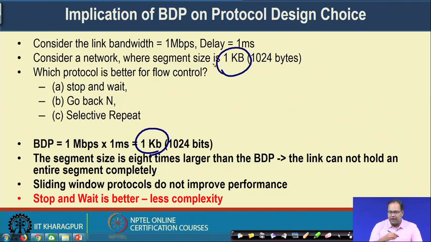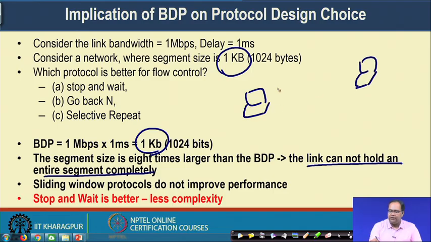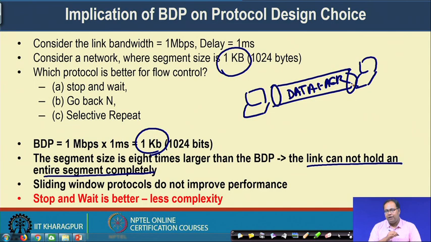Because your segment size is 1 kilobyte, the link cannot hold an entire segment completely. The pipe that you are considering between the sender and the receiver, assume that this pipe considers both the data and the acknowledgement, data plus ACK pipe. This data plus ACK pipe will not be able to hold the entire segment inside it, because your BDP comes to be 1 kilobit, whereas your segment size is 1 kilobyte. Now, in this case the sliding window protocols do not improve performance, because why?